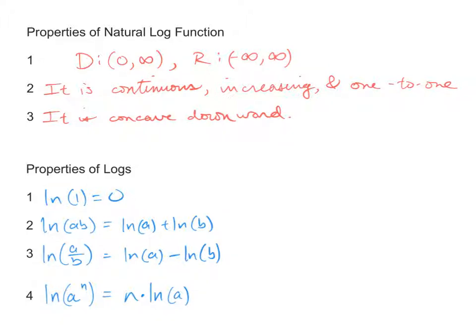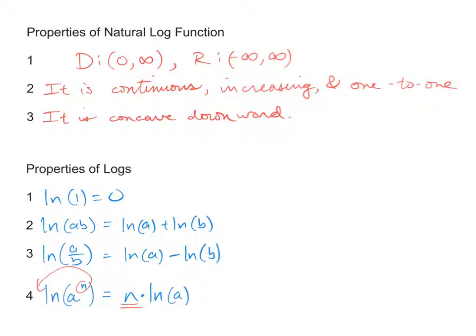Some properties of logs in general are these down here. You've probably seen these before. The natural log of 1 is 0. The natural log of a product of two expressions is the sum of the natural log of each expression. The natural log of the quotient of two expressions is the difference of the natural log of each expression. And if you have the natural log of an expression being raised to an exponent, raised to a power, the power can come out to the front like this. That's why this n is out front now.